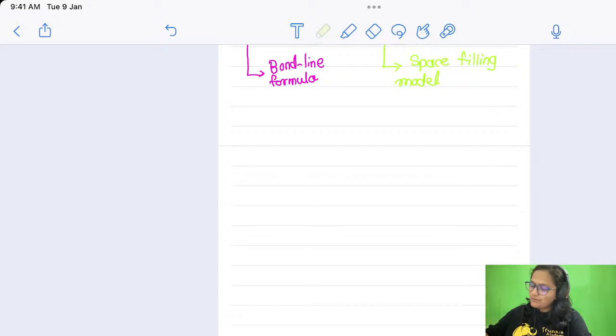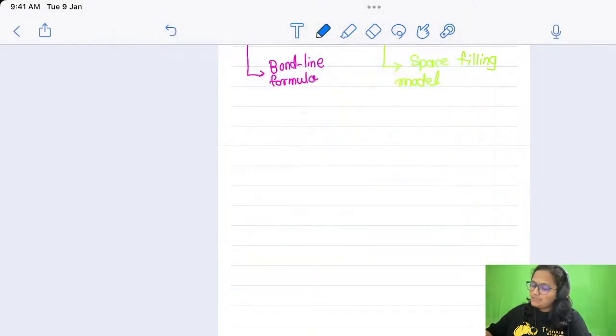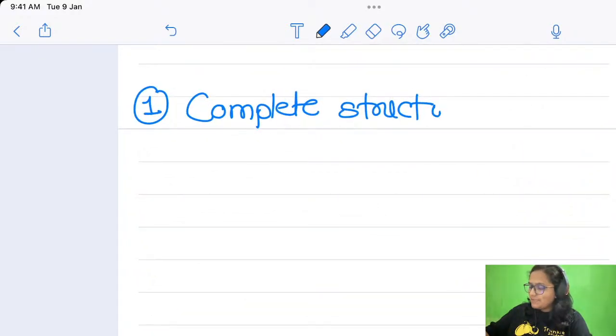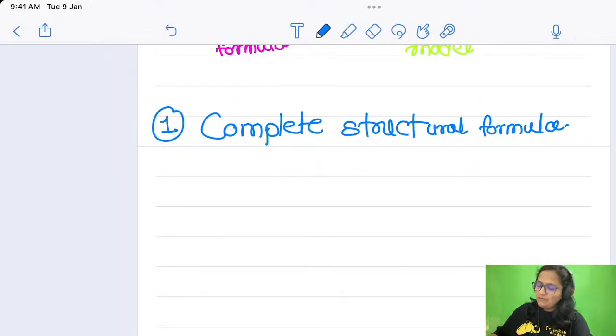Okay, so let us first of all focus on the 2D formulas, in which the first one is the complete structural formula. The complete structural formula will give you an idea about everything, the atoms and the bonds present in it, right? So we'll do one thing, we'll have some examples. The first example for complete structural formula is ethane, right?